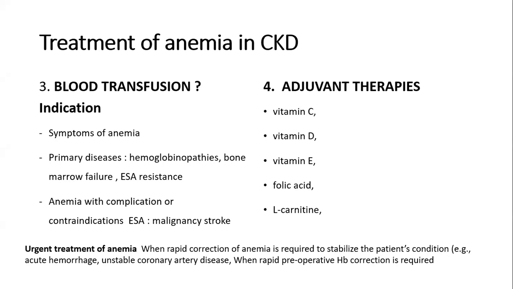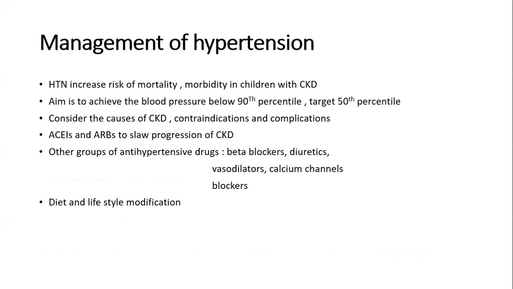Sometimes you may have a patient who needs treatment of anemia urgently, when rapid correction of the anemia is required to stabilize the patient's condition. Examples are acute hemorrhage, maybe catheter insertion with hemorrhage, and coronary artery disease, when you have a rapid pre-operative need and you are supposed to correct the hemoglobin levels.